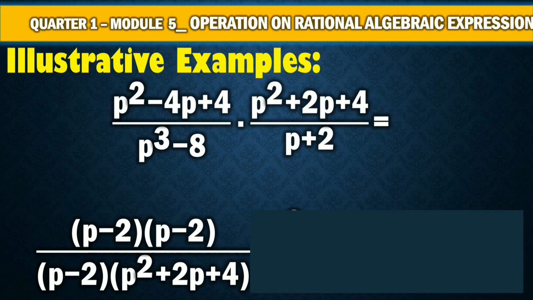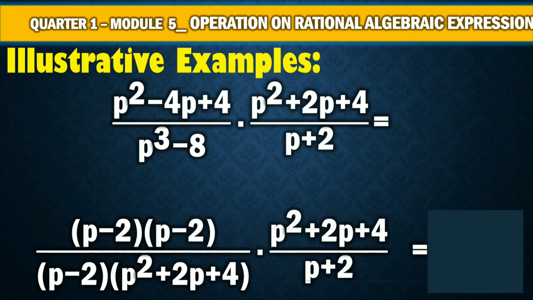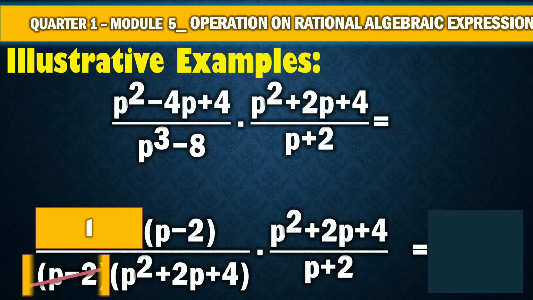Next, the p squared plus 2p plus 4 in our second expression. So, it can no longer be simplified or factored. So, we will just copy it. And the same is true with p plus 2. Now, let's cancel out and divide out the common factors here. So, the p minus 2 in the numerator, okay? So, there is also a p minus 2 in the denominator. So, that is equal to 1.